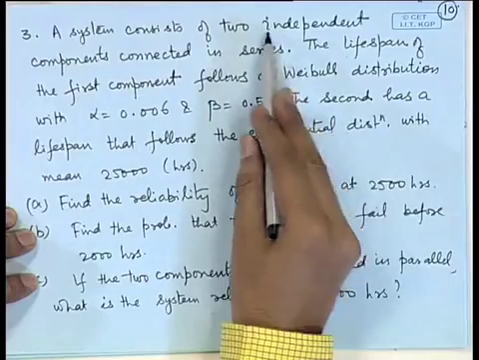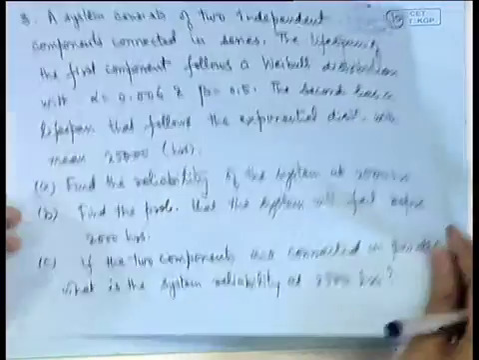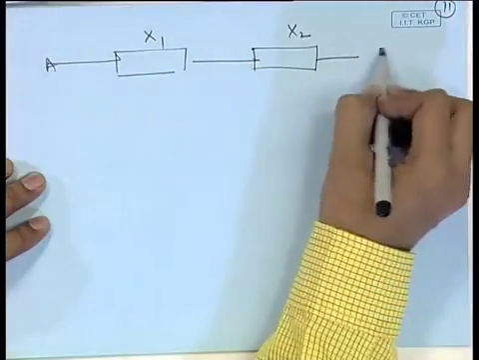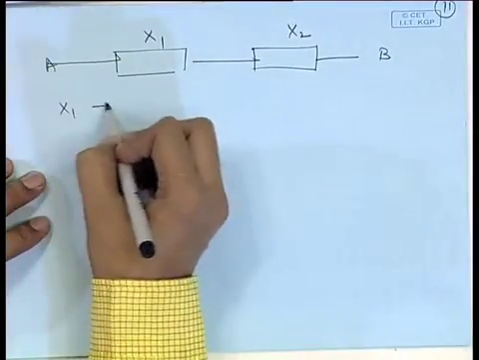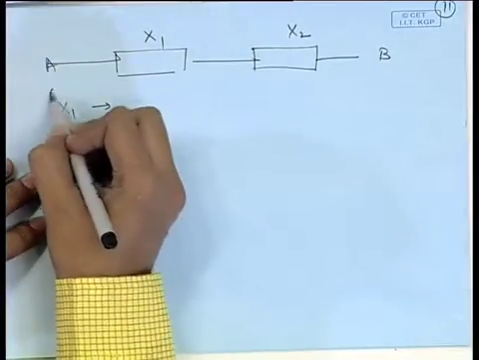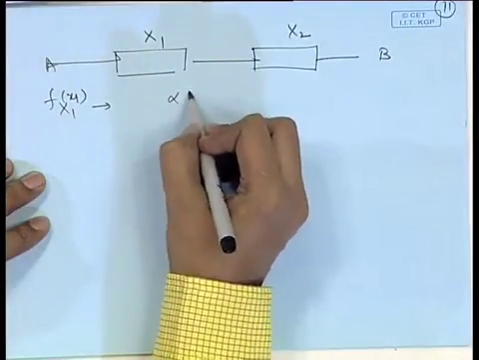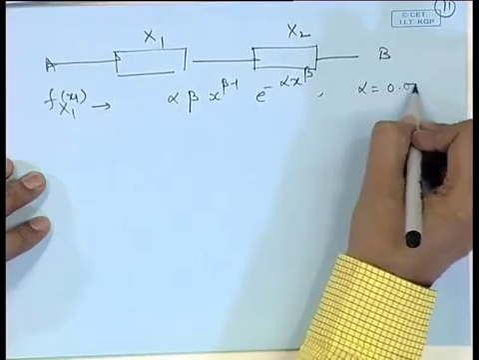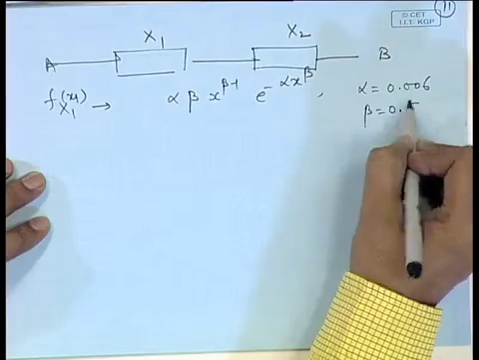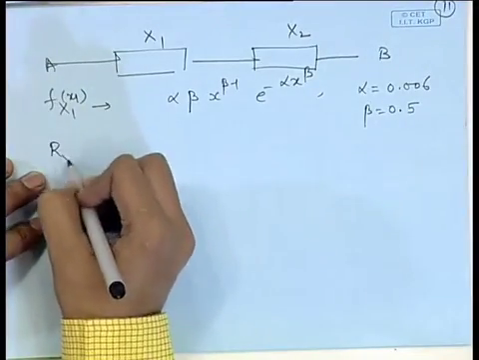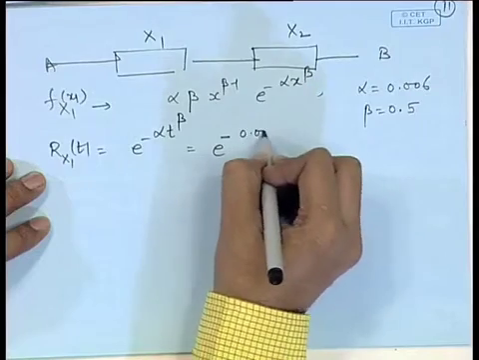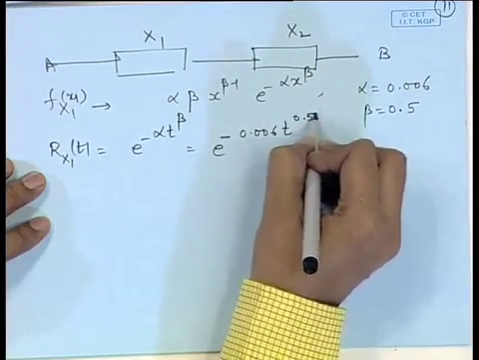So, here the two independent components are connected in the series. Let us call this x 1 and this x 2. The first one, x 1, has a Weibull distribution. So, the density of x is equal to alpha beta x to the power beta minus 1 e to the power minus alpha x to the power beta, where alpha and beta are given here. The reliability function of x 1 is e to the power minus alpha t to the power beta, that is e to the power minus 0.006 t to the power 0.5.